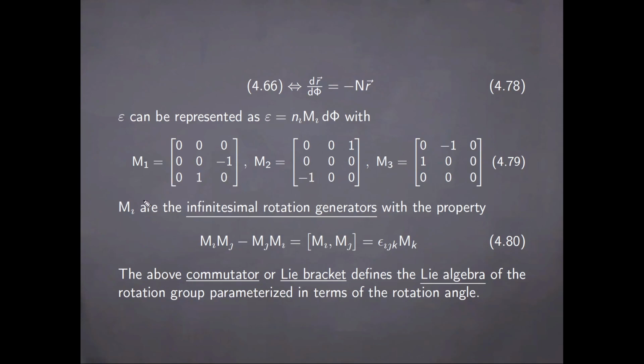having these elements, and they are known as the infinitesimal rotation generators, having this property. Any two of them put together in this structure, which is known as a commutator, result in the third matrix with a coefficient given by the permutation symbol here. This commutator is known as a Lie bracket, and it defines the Lie algebra of the rotation group parametrized in terms of the rotation angle.